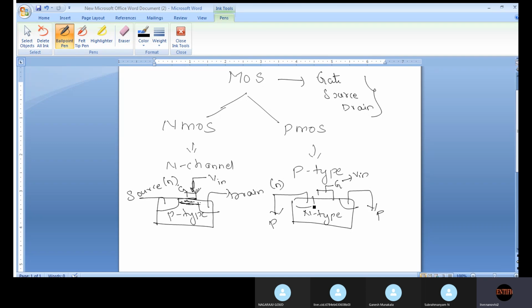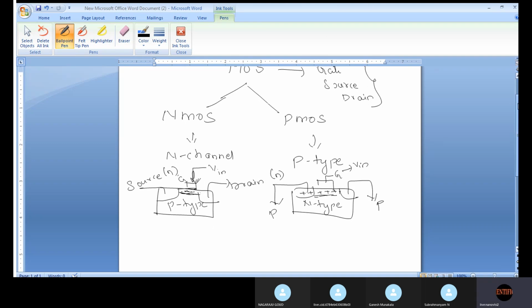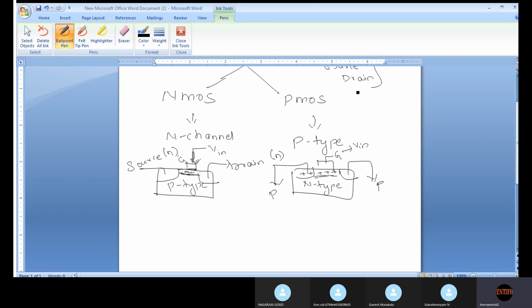And in the PMOS, what happens? The P charges will be attracted towards the gate if you are giving the supply voltage. So this is about the N type MOSFET and P type MOSFET. Is it clear for all of you? If you have any doubts, you can just ask me. If it is clear, I'll go ahead.